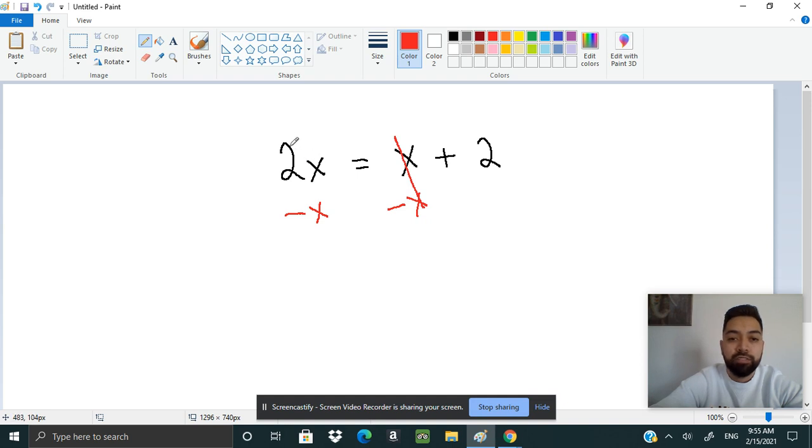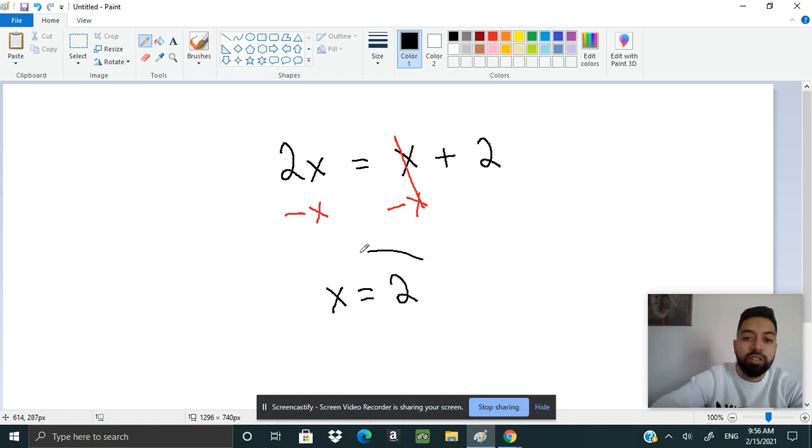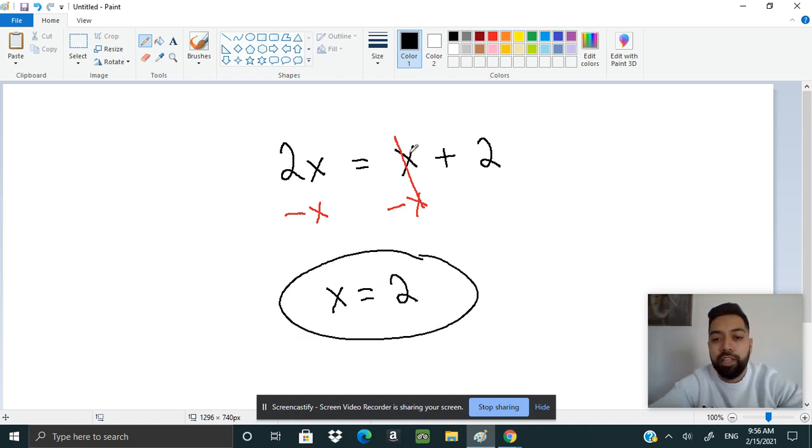Okay, what is that? 2x minus 1x. That's going to give us 1x left. And on this other side, all we have left is 2. So this is our answer using the algebraic properties. X equals 2. How many solutions is this? Only one solution. Okay, the solution is 2 in this case.